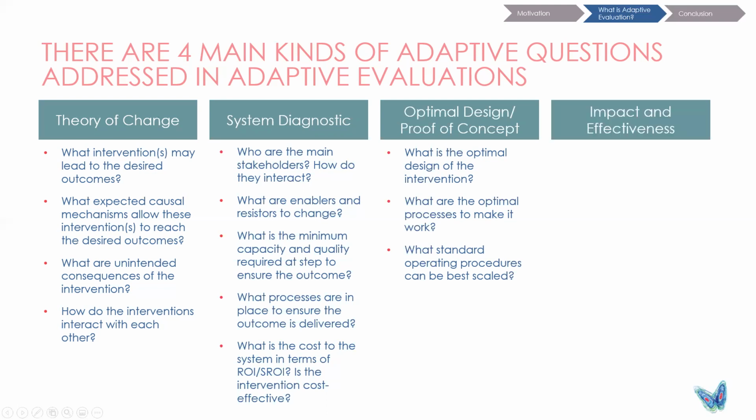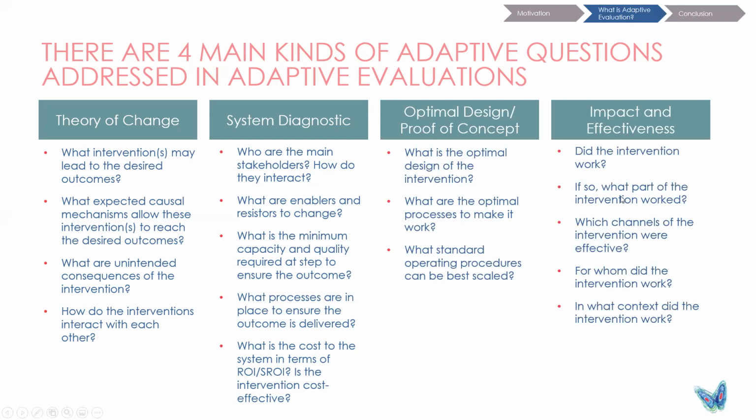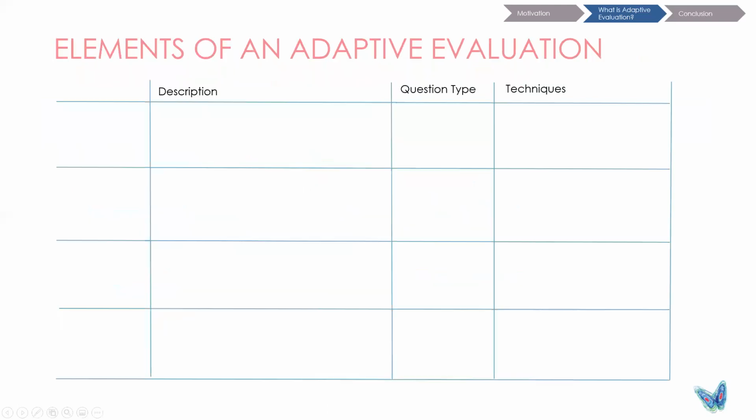And finally, there's questions on impact and effectiveness. And while other types of evaluations also have questions on impact and effectiveness, this is really in the purview of complex settings, which, with unpredictable behavior, contexts, and systems. And in these contexts, you also want to know, did the intervention work? What part of the intervention worked? What channels were effective? For whom did it work? And in what context did it work? And so the elements of an adaptive evaluation are designed to address these different types of adaptive questions.